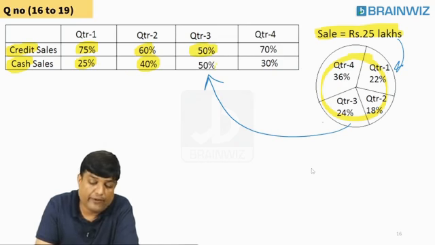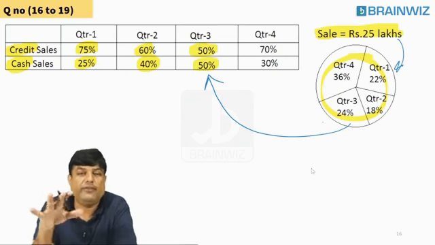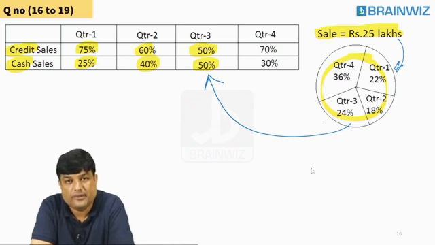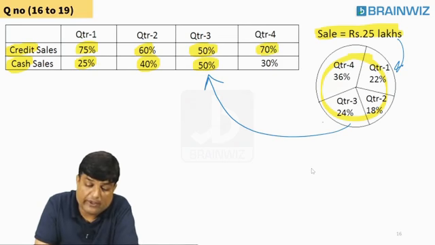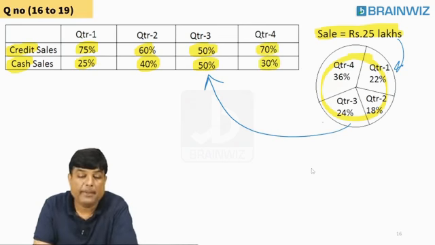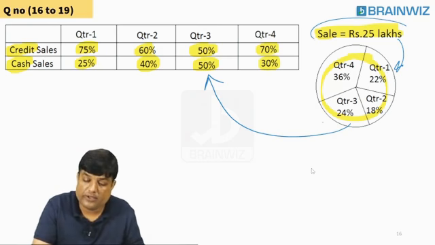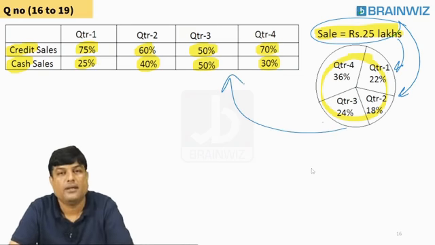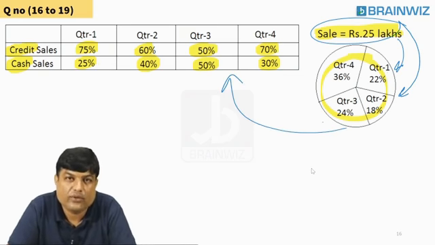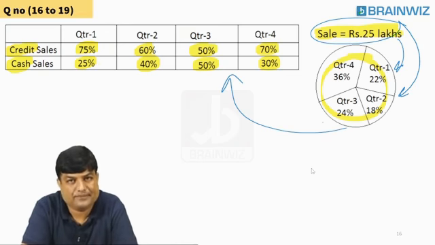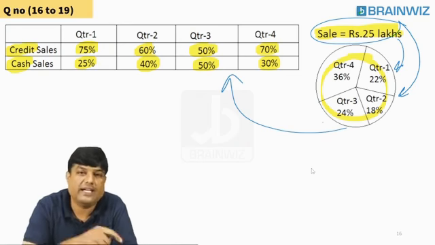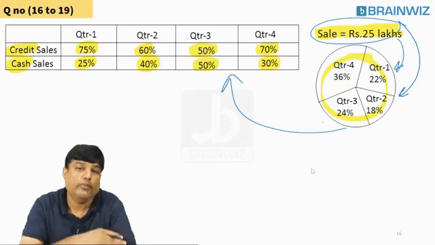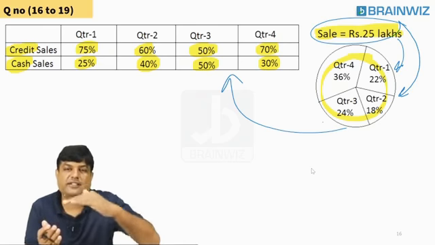But here, 50-50, guys. It's okay, 50-50. Quarter 3, 50-50. Are you understanding? But quarter 4, 70% on credit and 30% on cash. Means you are supposed to find out what is the 25% of this pie chart. After getting all the values, you have to put all these values in this table. Are you understanding what I mean to say? So we have to study 2 pie charts. One, breaking of 25 lakhs in the form of 4 quarters. Second, putting all these things in a table: cash, credit, cash, credit, cash, credit.